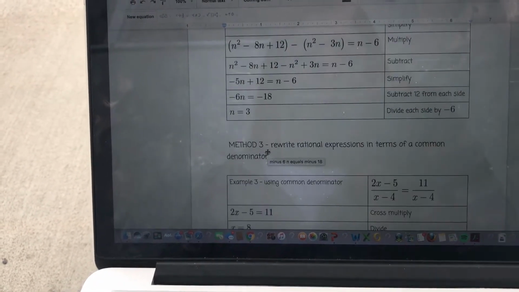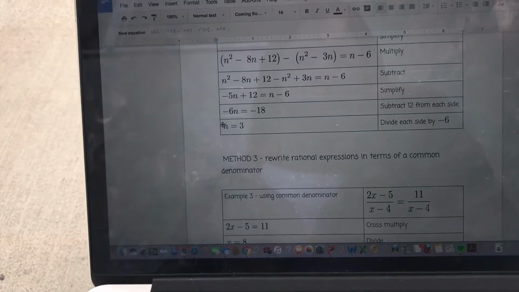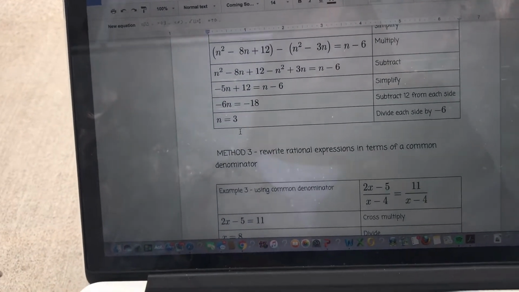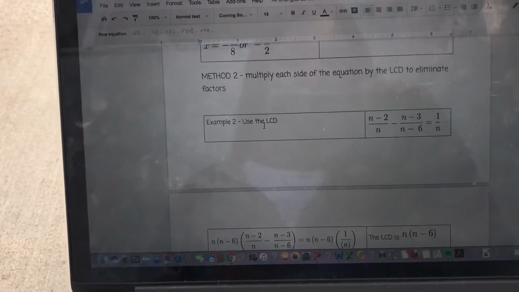After we simplify, we're going to subtract 12 from each side, and that will give us negative 6n equals negative 18. And after we subtract, we're going to divide each side by negative 6, which gives us the answer, n equals 3. So that is the second method, using the LCD.